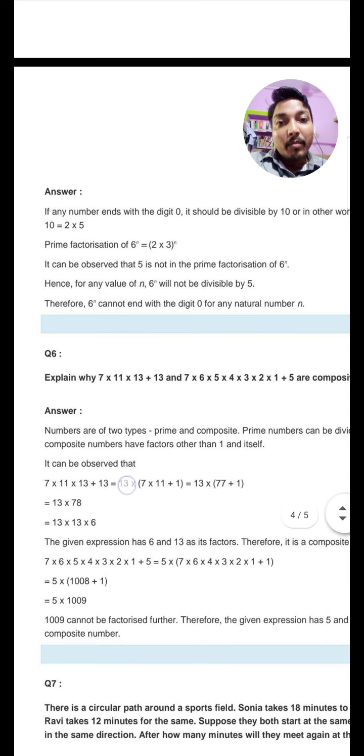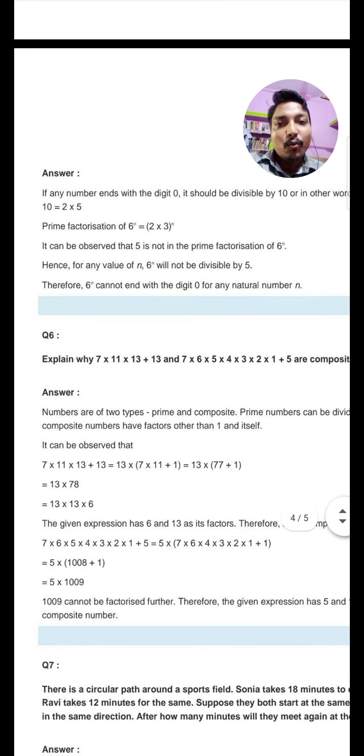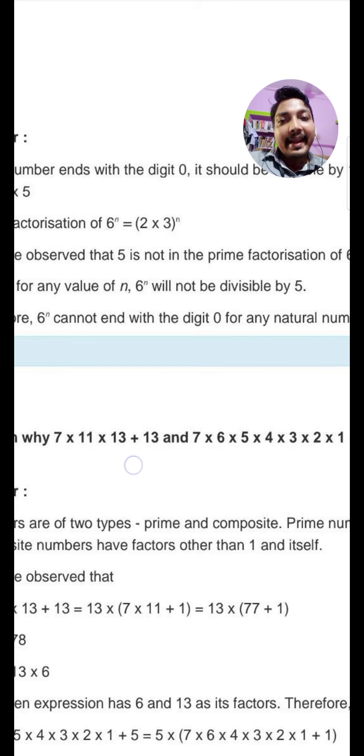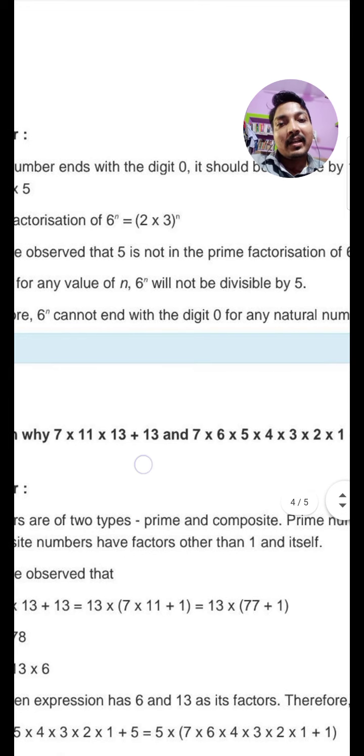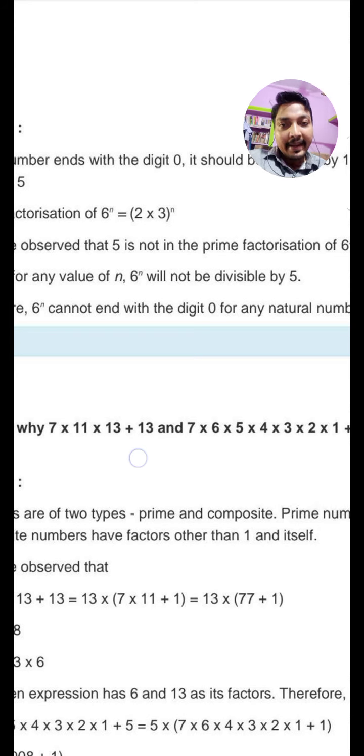So here the number given is 6 to the power n. Listen, whenever I do the prime factorization of 6 to the power n, I can factorize 6 as 2 into 3, so it is (2 into 3) to the power n. Recall that (a into b) whole to the power m means a to the power m into b to the power m. So it means 2 to the power n into 3 to the power n. So one thing is clear: 2 to the power n and 3 to the power n. So it means whenever I do the prime factorization of 6 to the power n, I will get many 2s and also many 3s.